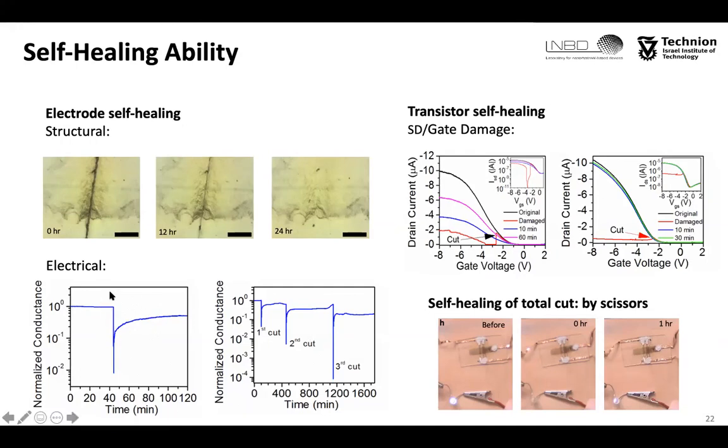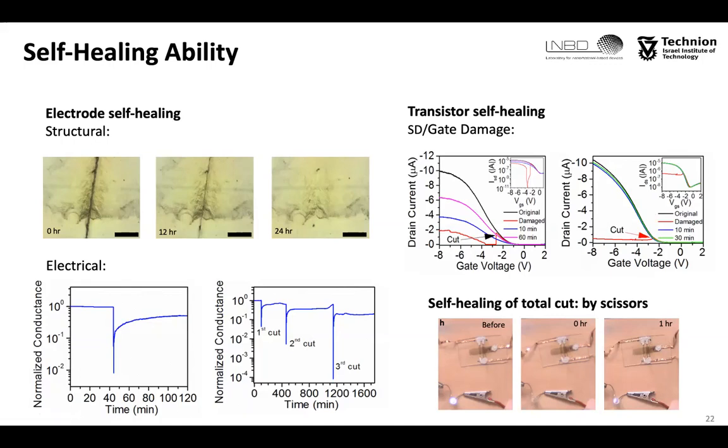Of course, as you can see here, if we cut the device, we change the conductance, but as you can see, the device goes back to its normal level. And the more we wait, the more it goes to its original value. Here you can see the original device in the black curve. We have damaged the device. You can see in red color how the device behaved.